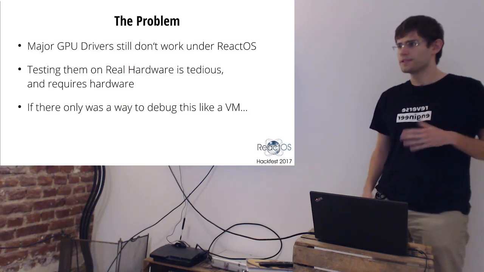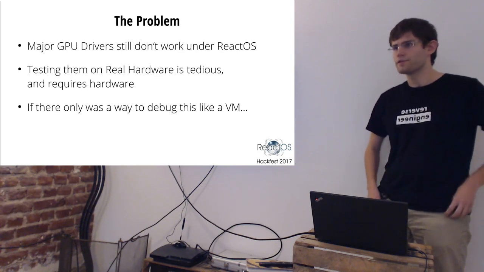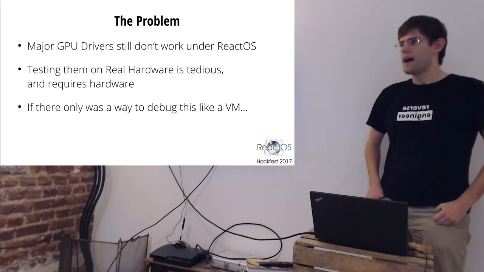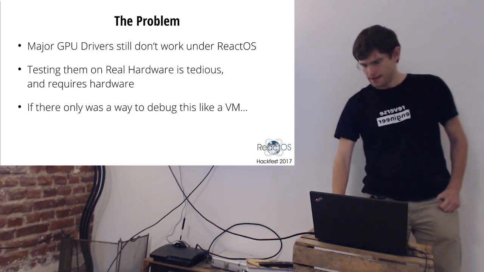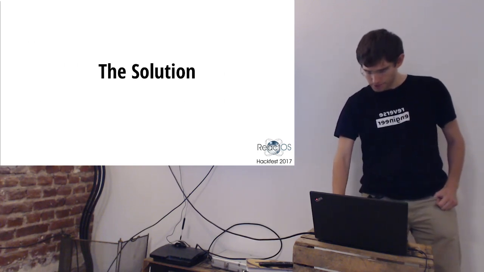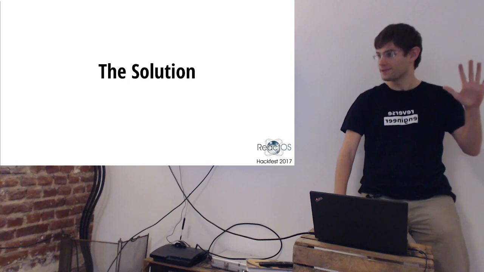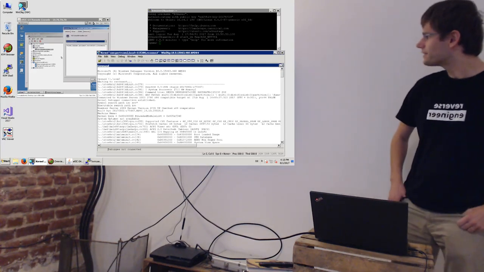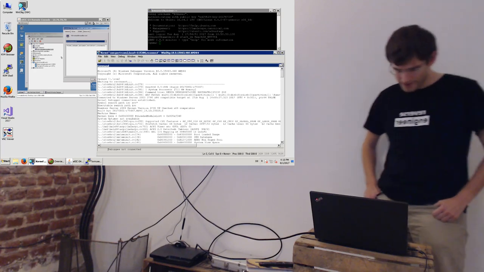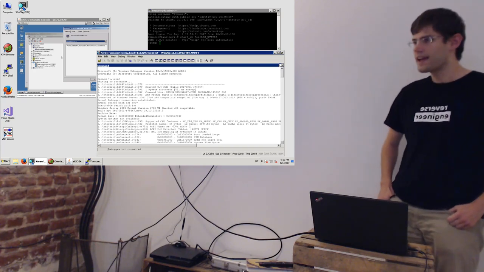You lose easy debuggability. You always have to burn a new CD. And it would just be great if we had found a way to test them like in a VM. And now I come to something which I call the solution. Here we have it. We basically have WinDBG attached to a VM, and the GPU is attached to that VM.